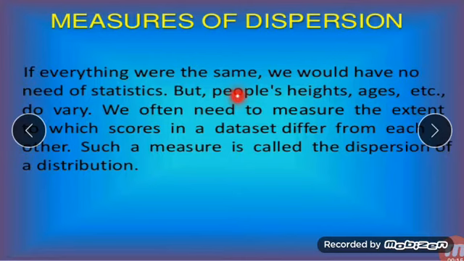If everything were the same, we would have no need of statistics, but people's heights, ages, etc. do vary. We often need to measure the extent to which scores in a dataset differ from each other. Such a measure is called the dispersion of a distribution. In simple words, measures of dispersion show the variation in a data set, that is, how the values or the observations are spread out in a data set.